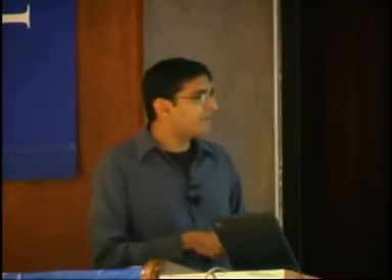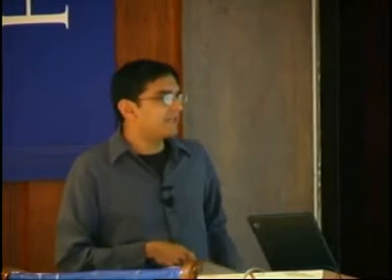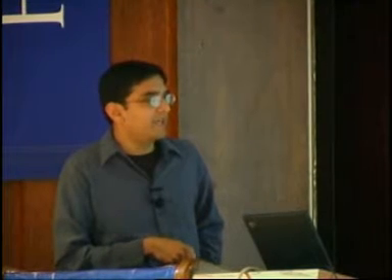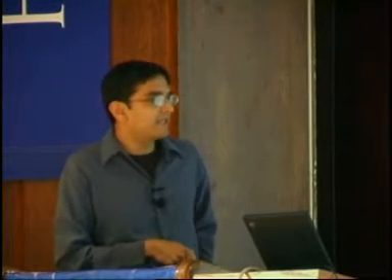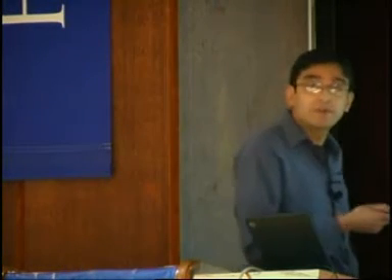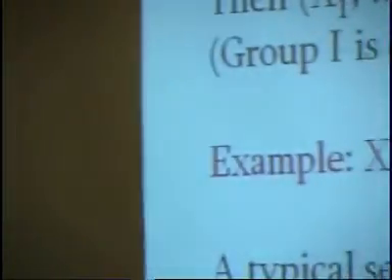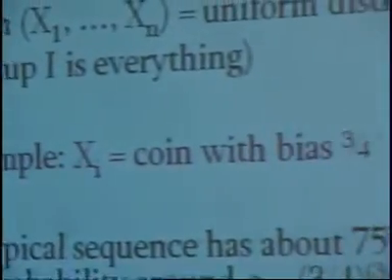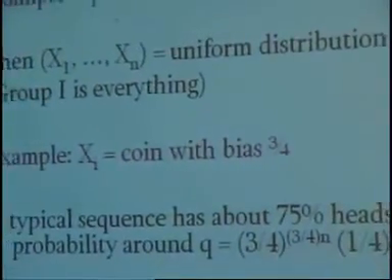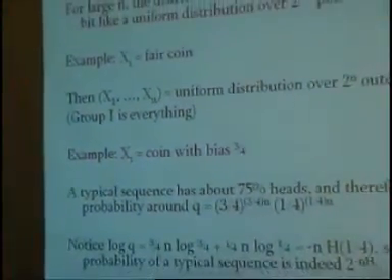Okay, so the typical probability of a sequence like this is going to be about (3/4)^(3/4 n) times (1/4)^(n/4), since 3/4 n of the coin tosses are going to be heads, and the remaining ones are going to be tails. This is the typical probability. Most of the sequences will conform to this. When you look at the log of this, you find that in fact it is minus n times the entropy of a quarter. So this typical sequence does have probability 2 to the minus n times the entropy.